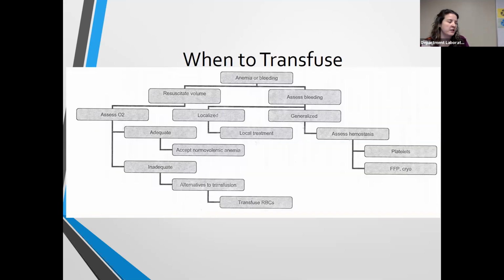This chart is actually in your lecture manual, when to transfuse. If your patient presents with anemia or active bleeding, notice that you always want to assess your O2 levels before you give a transfusion. Also, if your patient is actively bleeding severely enough, we not only want to give red cells, but we might also want to give volume replacement as well. So plasma, FFP, or platelets might be warranted if their platelet count drops too.